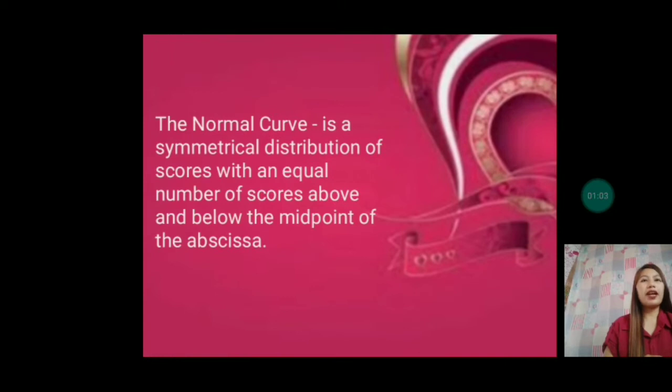The normal curve is a symmetrical distribution of scores with an equal number of scores above and below the midpoint of the abscissa. If we say abscissa, it is the horizontal or the x-axis of the curve.